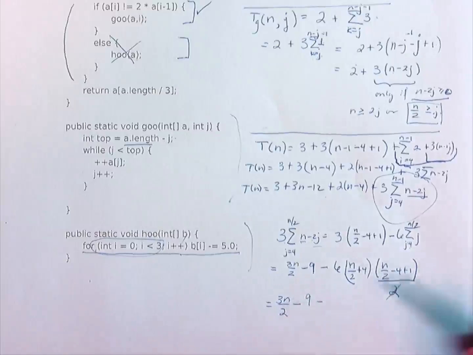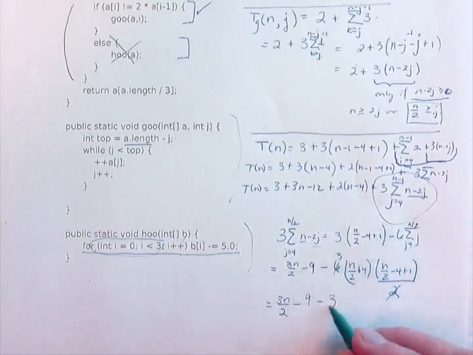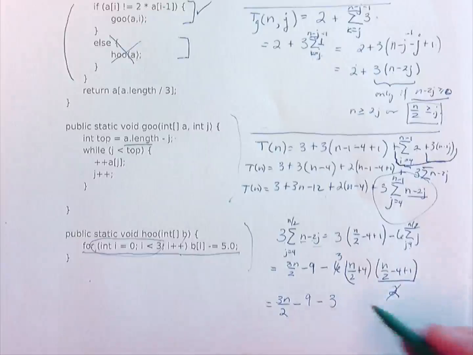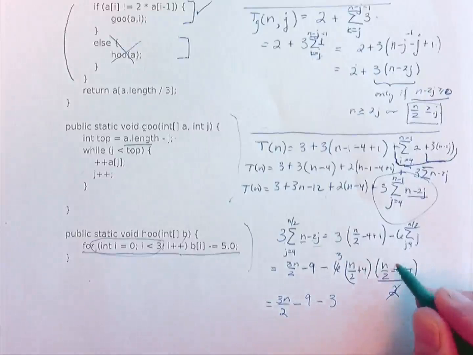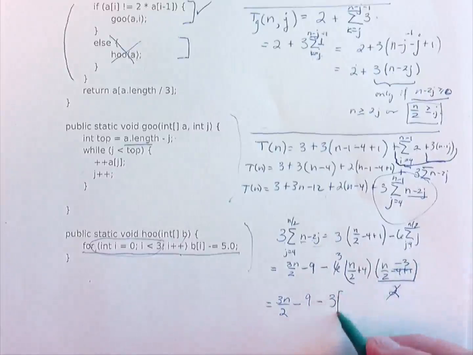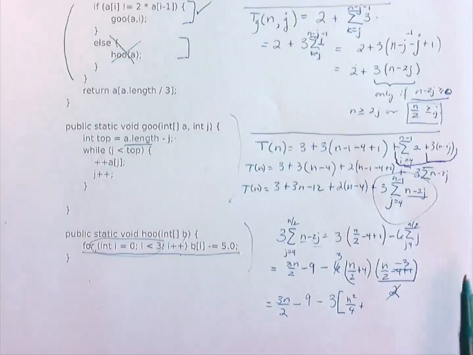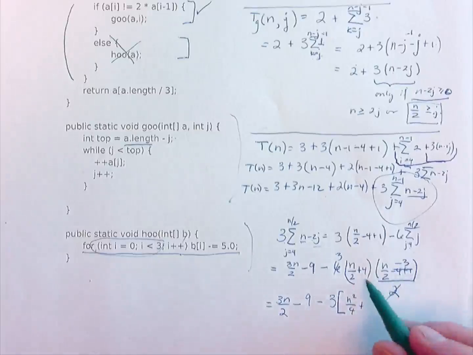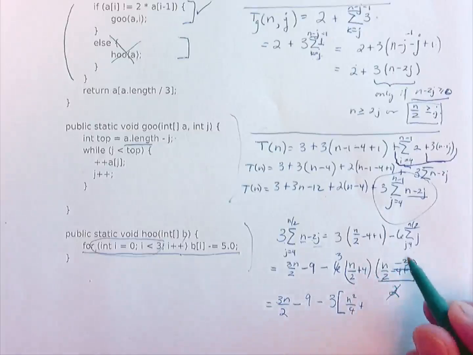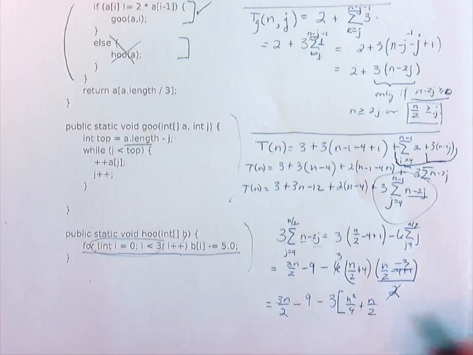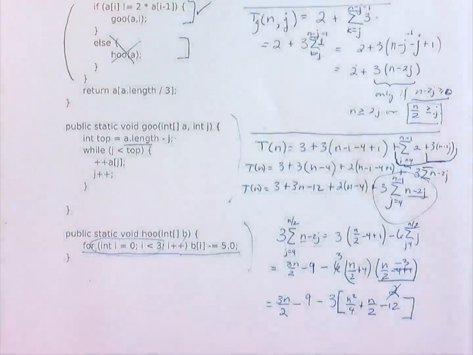Minus, now this 2 will cancel that, and I'll get a 3. And so now this here will just be a minus 3. I'm actually going to do this polynomial now, n squared over 4 plus, and I have a minus 12. I've got a 2n here and a minus 3 halves n there. I think that's an n over 2 minus 12.